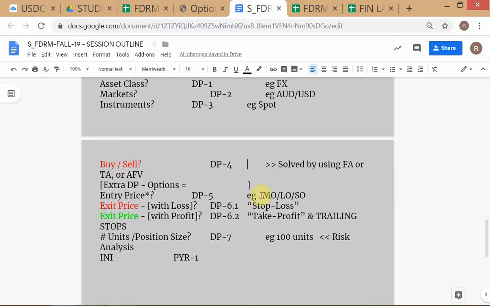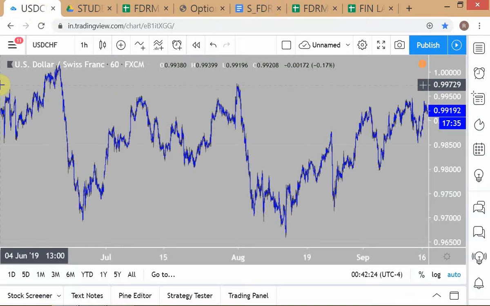So here it says solved either by using TA or FA or AFV. Okay, we'll come to what AFV is. We had a limited discussion on the buy-sell decision problem. We only gave you the technical way to solve it because we didn't have time. I could give you a very simple technical approach, which is a 100% legitimate approach, but I could not give you a comprehensive discussion of buy-sell because that would have taken more time, and we needed to get you going on the project.